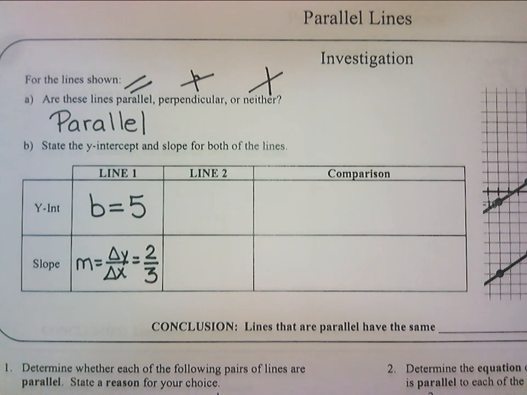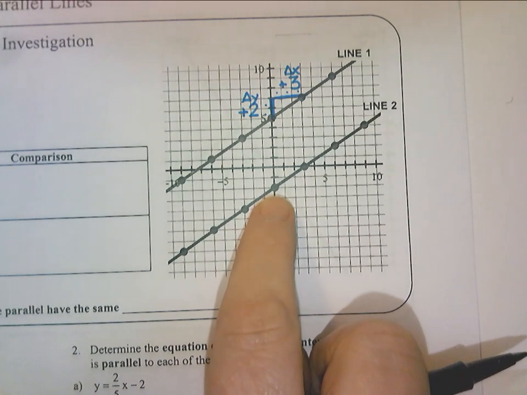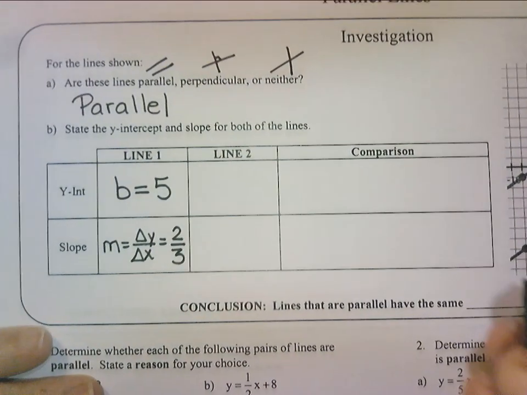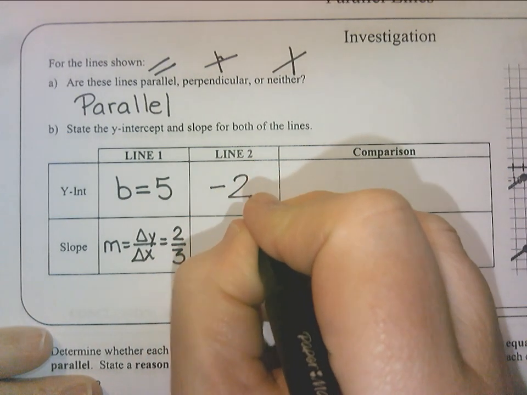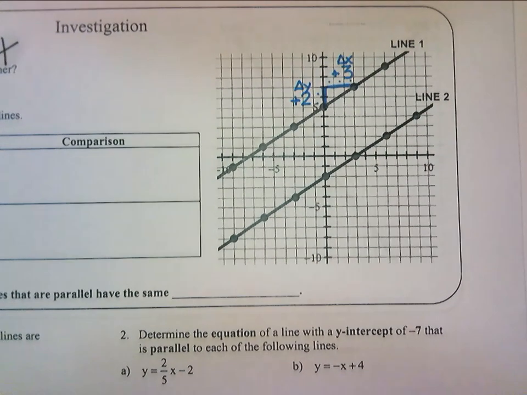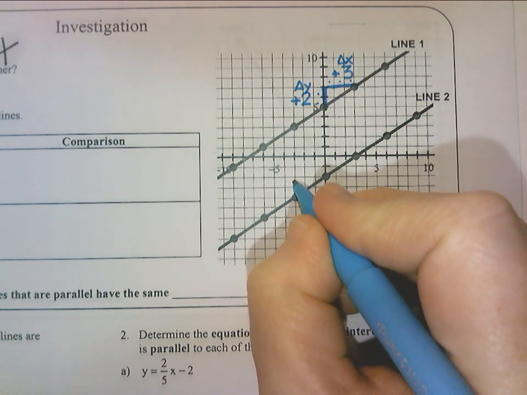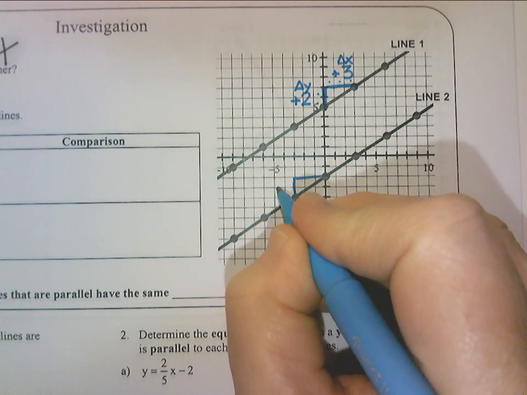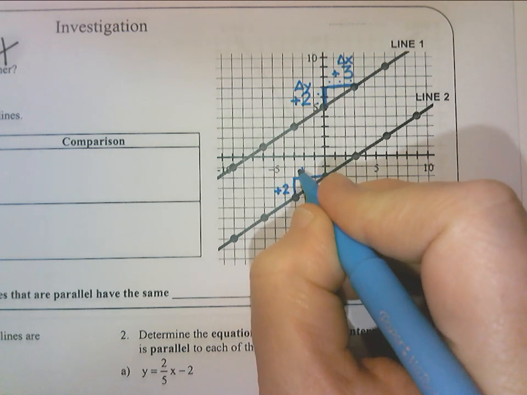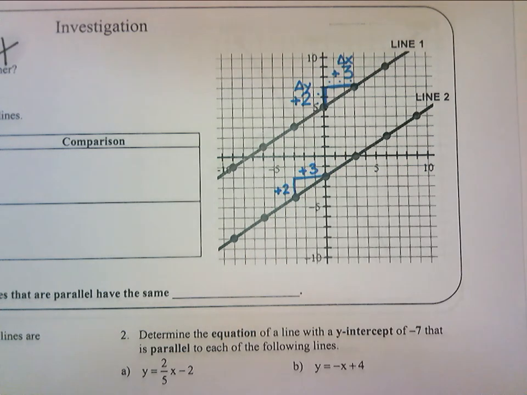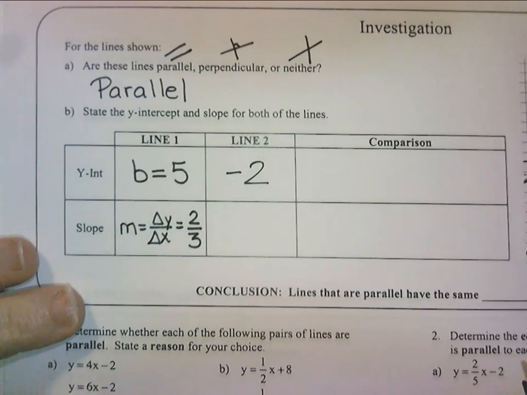All right, hopefully you paused the video and tried it yourself. The y-intercept of our second line is -2. And then the slope of our second line is also going 2 squares up and 3 squares over. So it also has a slope of +2 over 3.